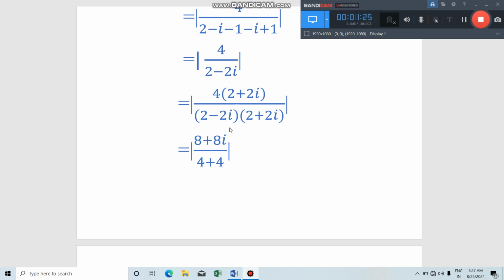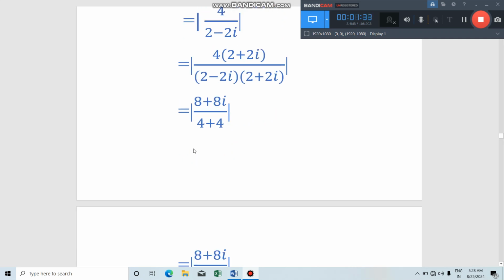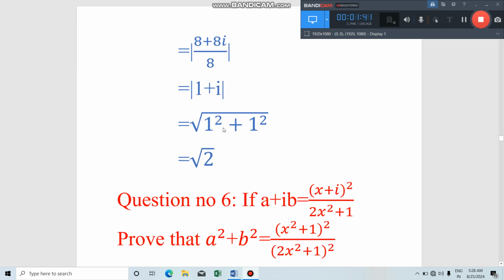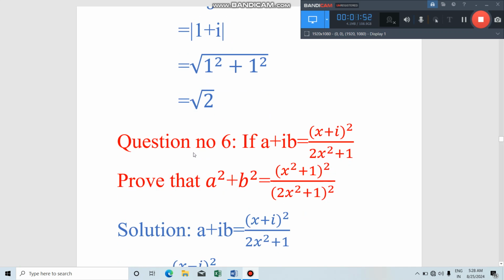So i square will become minus 1, minus into minus will become plus 4. So equal to mod of (8 plus 8i) divided by (4 plus 4) equal to mod of (8 plus 8i) divided by 8. So it will become mod of 1 plus i. Now we know that mod of a plus ib equal to root over a square plus b square. So it will become root over 1 square plus 1 square equal to root over 2. So this is the answer.